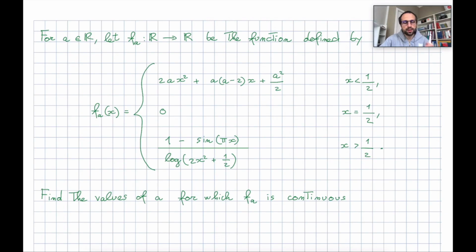In this video, we are going to study this function here, f_a, and f_a depends on a parameter a, which is chosen in the real line R. You see that this function is defined by pieces, so it's a piecewise defined function. It's defined in this way for x smaller than 1/2, it's defined 0 in 1/2, and it's defined in this way for x bigger than 1/2. So now the question is, when is this function continuous? In other words, we have to find the values of a for which f_a is continuous.